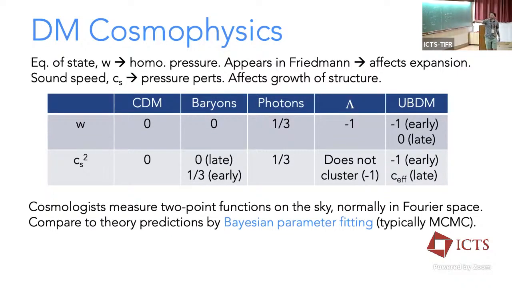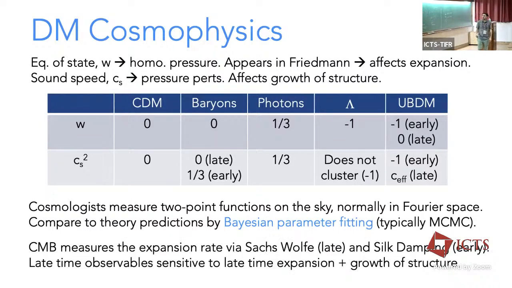Right, so we observe the 2-point functions on the sky. Then we compare them to theory predictions for these 2-point functions. And then we do some Bayesian parameter fitting with some Markov chain Monte Carlo, and we work out what the constraints on the parameters are.